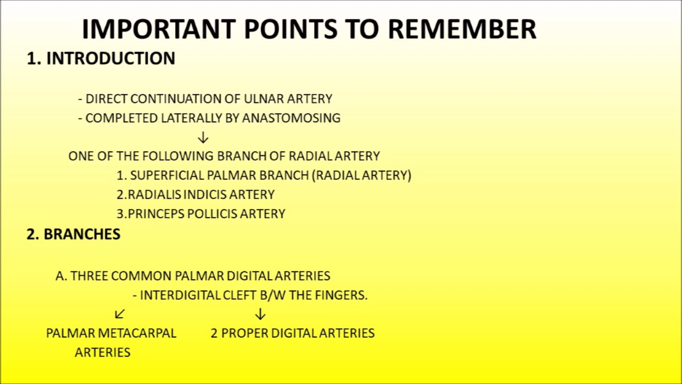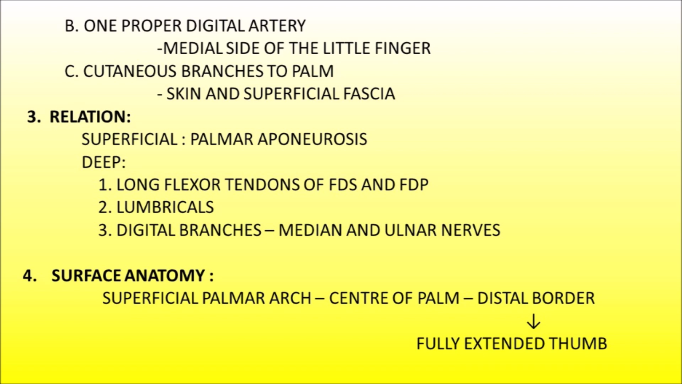Let us move on to its branches. There are three common palmar digital arteries which go to the interdigital clefts between the fingers and each divides into two proper digital arteries. The next one is the one proper digital artery which runs along the medial side of the little finger and which it supplies. The last one is the cutaneous branch to the palm which supplies the skin and the superficial fascia of the palm.